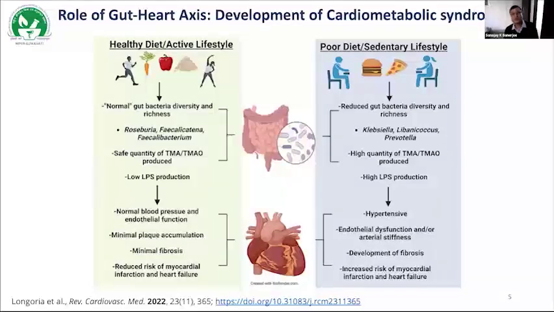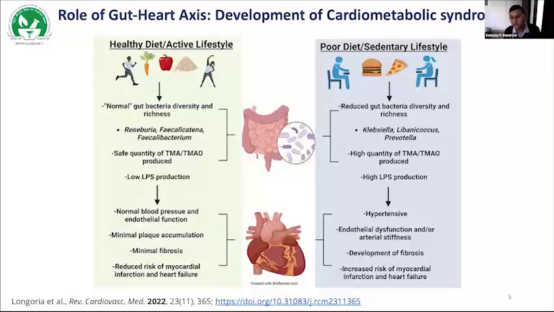But similarly, when you have a poor diet or sedentary lifestyle, we have seen the presence of pathogenic bacteria like Klebsiella and Prevotella, and also a high blood level of TMAO and TMA. LPS level is also very high. So all this affects overall cardiovascular health: you can get hypertension, endothelial dysfunction, and development of fibrosis, mostly in cardiac tissue.